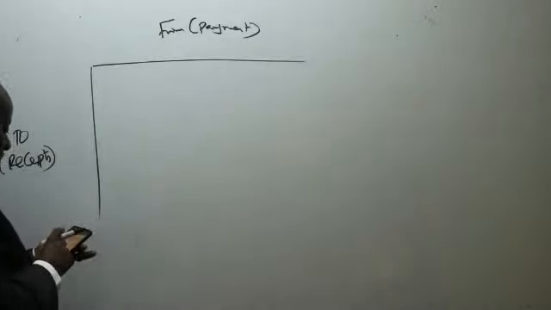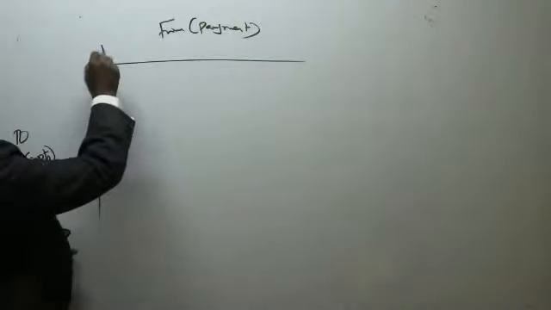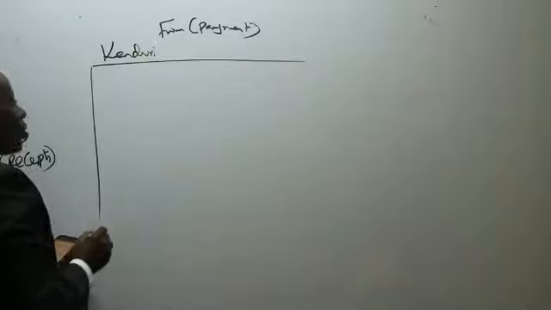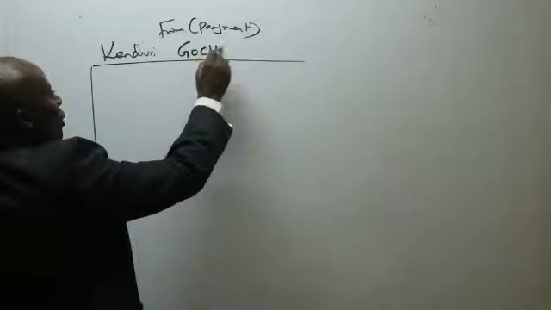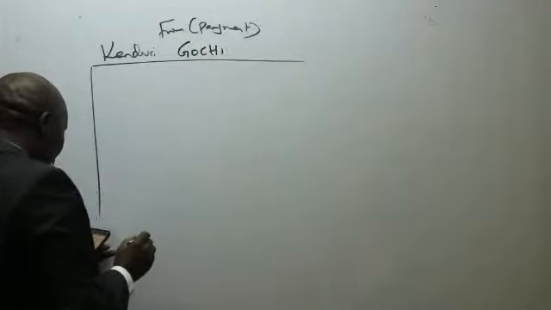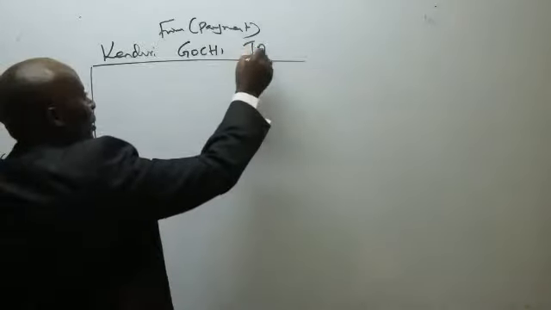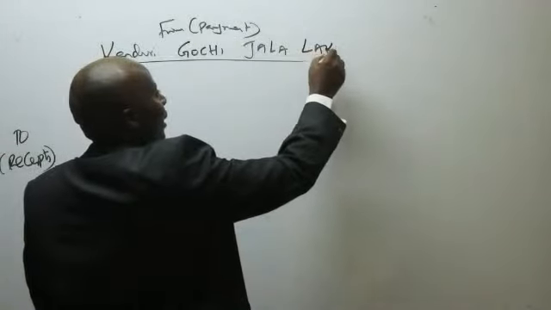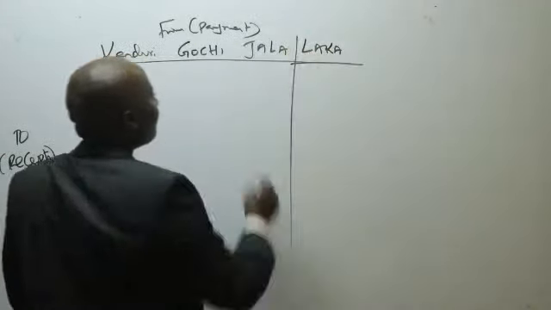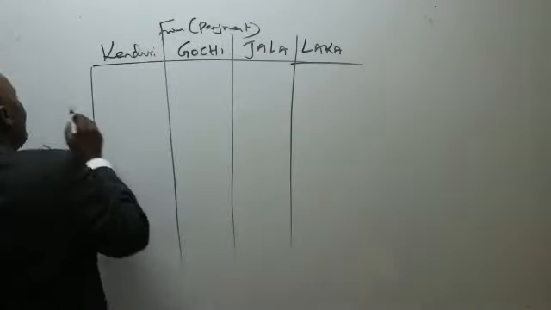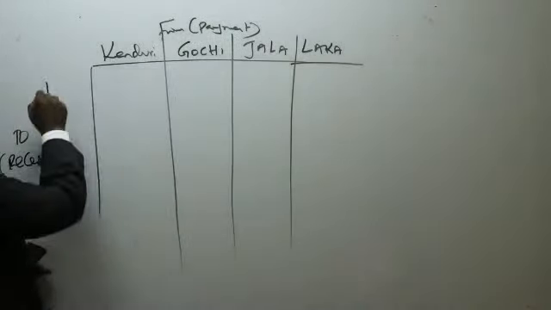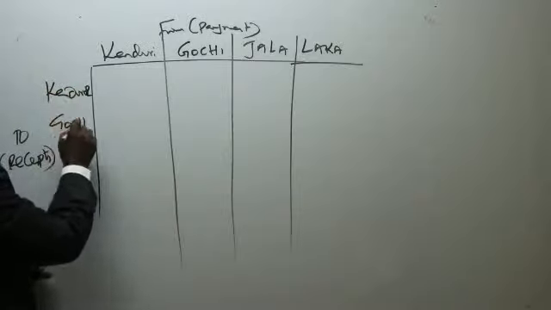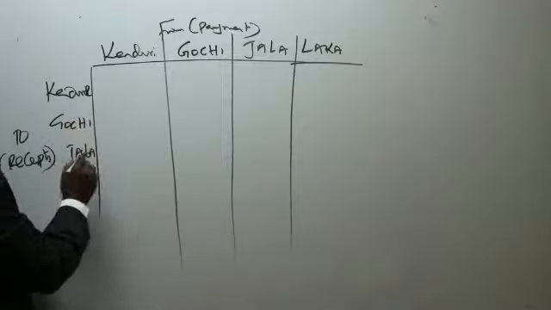So, ladies and gentlemen, we have only 3 companies. We have one company called Kenduri. We have another company called Gochiso. I'll call it Gochi. We have another company called Jala. Another company called Laka. So I'll copy the same. So we have Kenduri, we have Gochi, we have Jala, we have Laka.